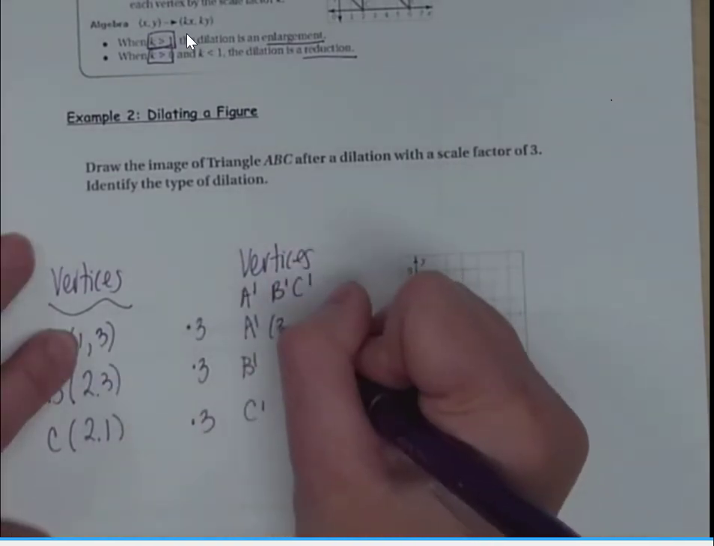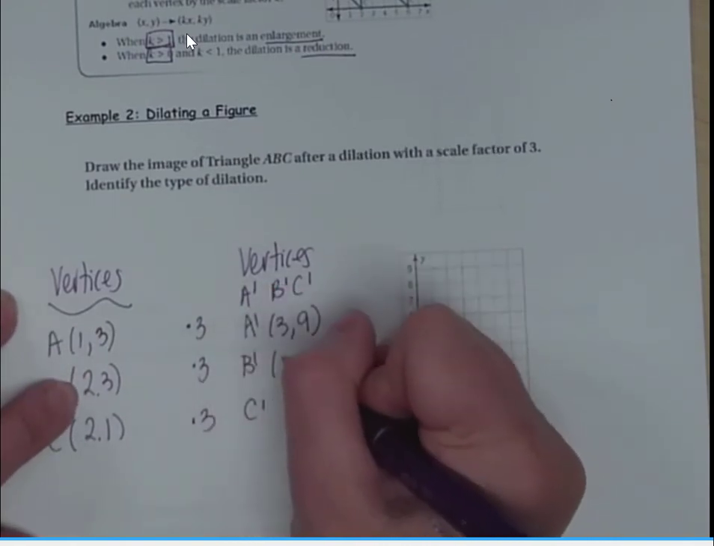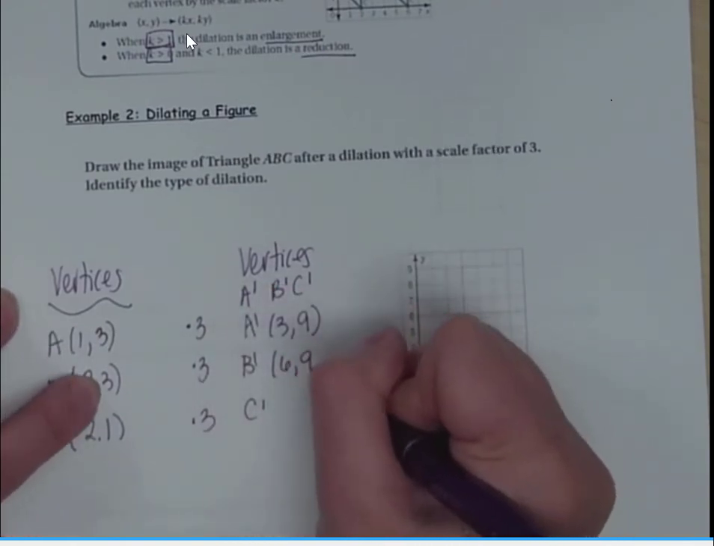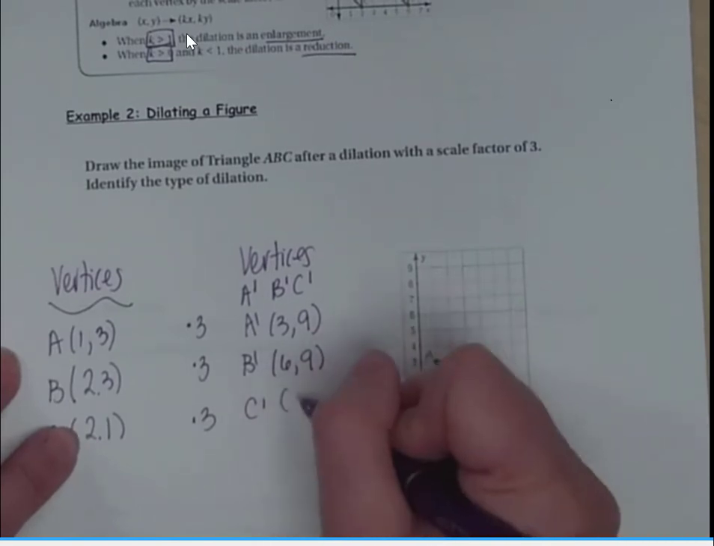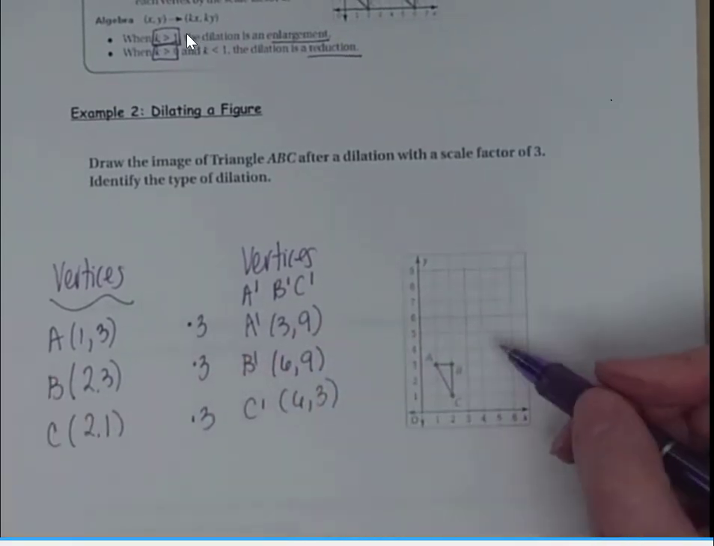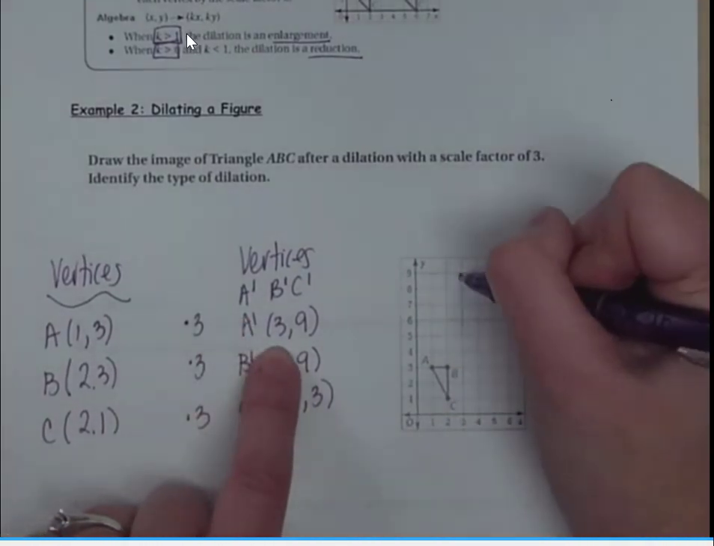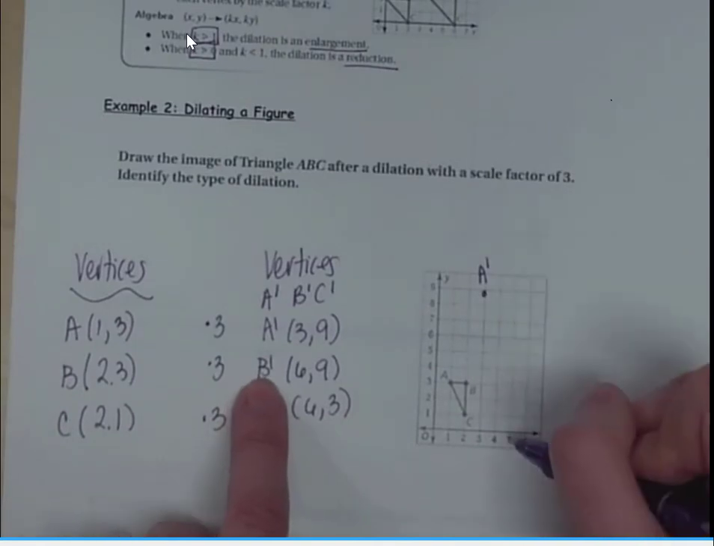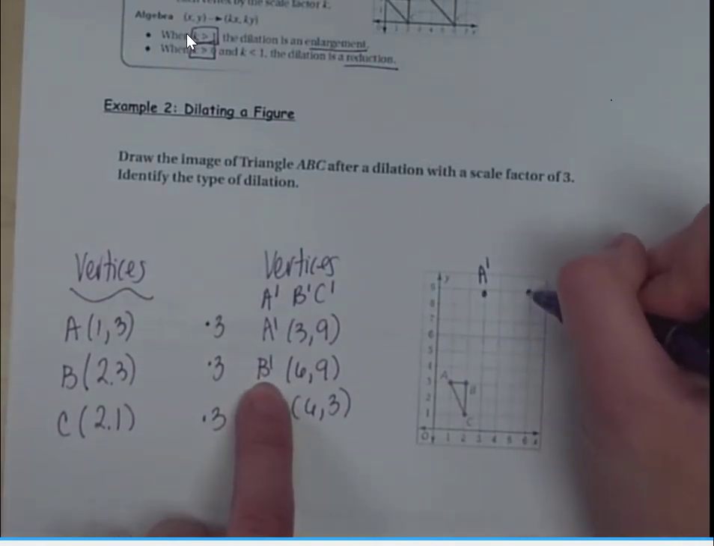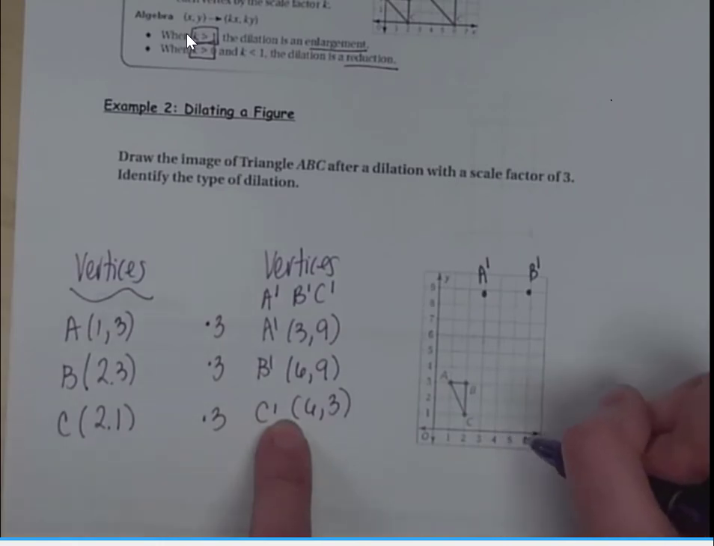So 1 times 3 is 3, 3 times 3 is 9. 3 times 2 is 6, 3 times 3 is 9, 2 times 3 is 6, and 1 times 3 is 3. So now I'm going to go ahead and graph this. I've got 3, 9, which is A prime. B prime is at 6, 9, and then C prime is at 6, 3.